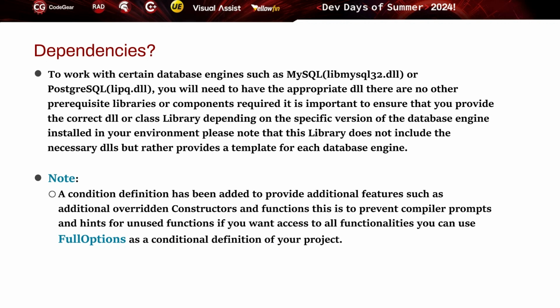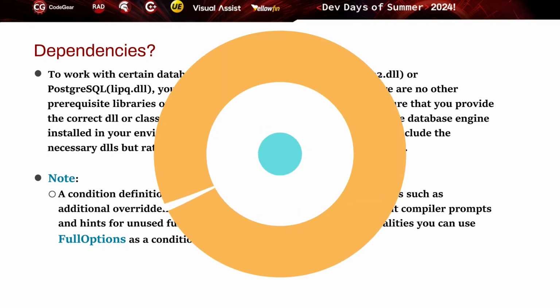Note: a conditional definition has been added to provide additional features, such as additional overridden constructors and functions. This is to prevent compiler prompts and hints for unused functions. If you want access to all functionalities, you can use full options as a conditional definition of your project.